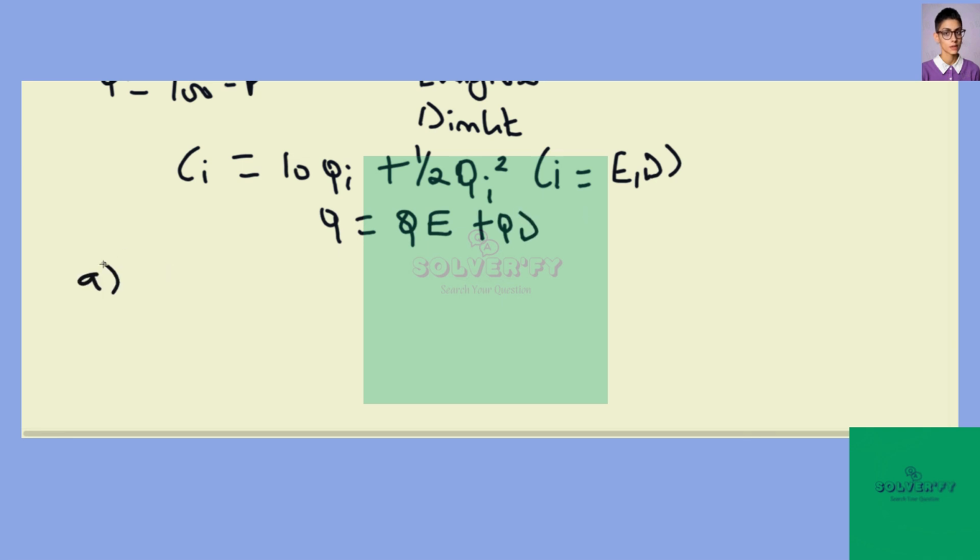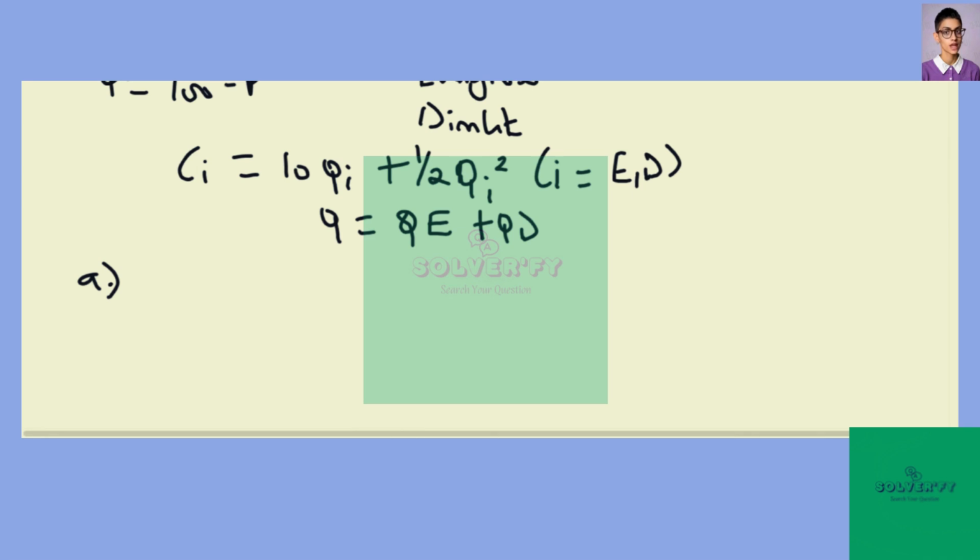So the first question is: unable to recognize the potential for collusion, the two firms act as short-run perfect competitors. What are the equilibrium values of QE, QD, and P, and what are each firm's profits? So we're going to be starting with that question first.